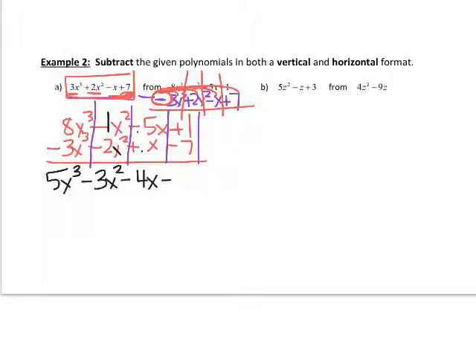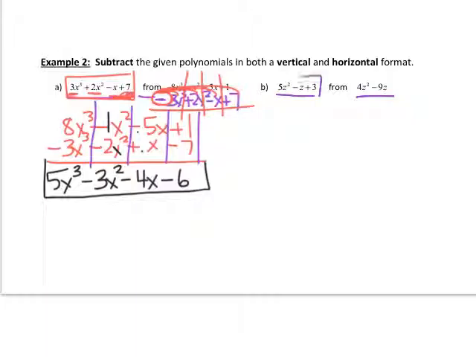And then we finally have negative 7 and 1, which is just negative 6. So this should be our final answer. And we'll do another problem here so that we can see how this works. If we look at this problem, it says to take this polynomial from this polynomial.